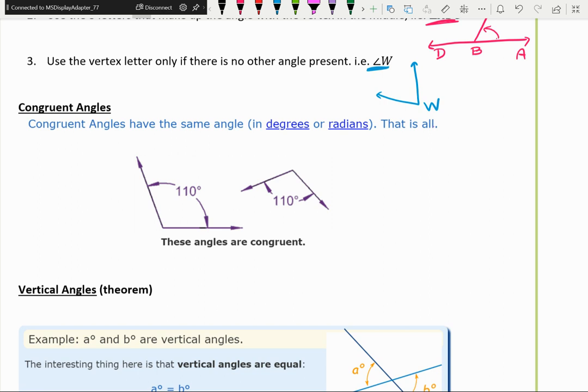So if I were to write a congruent statement, I'm going to give some letters to these angles here. Let's call this A and Z. And if I wanted to say that these angles were congruent, I could say angle A is congruent to angle Z.